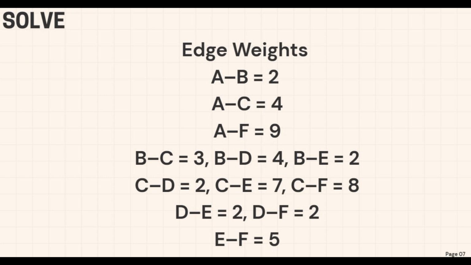From A, we have A to B equals 2, A to C equals 4, and A to F equals 9. From B, we have B to C equals 3, B to D equals 4, and B to E equals 2. From C, we have C to D equals 2, C to E equals 7, and C to F equals 8. From D, we have D to E equals 2 and D to F equals 2. And from E to F, the weight is 5.